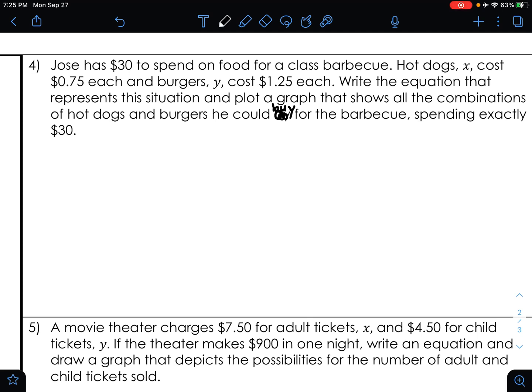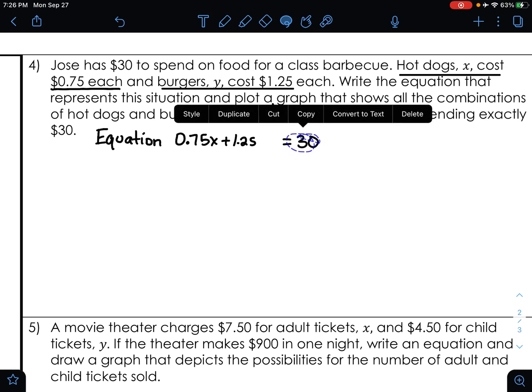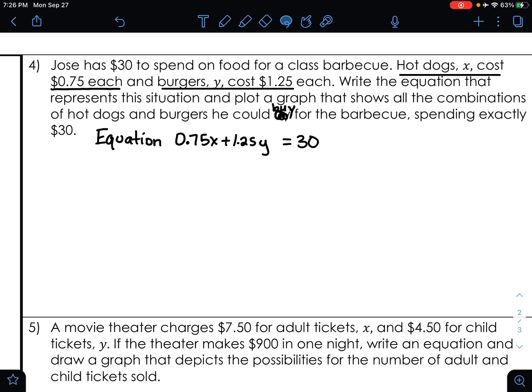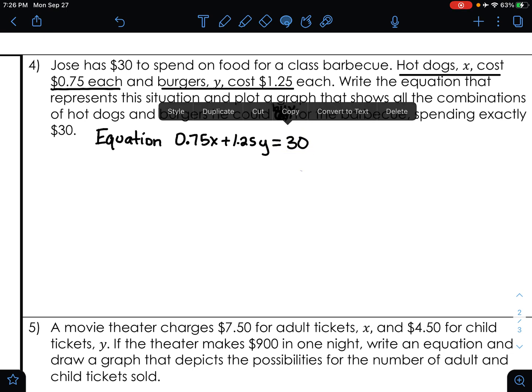Okay, so first off, an equation. Well, he can only spend $30, so that's all he can spend. It tells us our hot dogs are X, and each costs 75 cents. So that's going to be 0.75X plus my burgers that cost $1.25 each, and that's Y. And it has to equal $30 because that's all he has to spend. So there's our equation. Not too hard, hopefully.